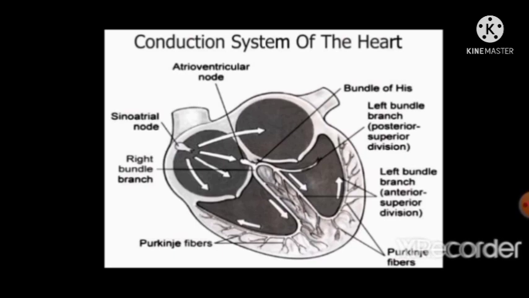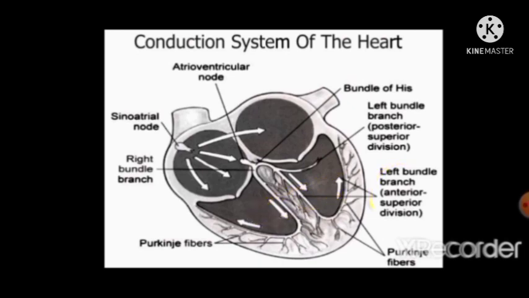Conduction system of the heart. As in the ECG video we are discussing, the conduction is generated from the sinoatrial node, which passes to the atrioventricular node, and from the atrioventricular node it goes through the bundle of His, which passes to the Purkinje fibers, which pass to the right and left ventricles.